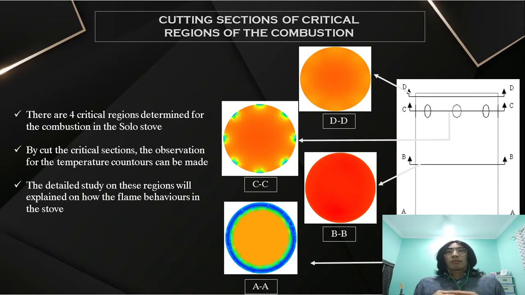Next, by cutting the critical sections, the observation for the temperature controls can be met. By carrying out these critical regions, we can study the flame behavior that is produced around these regions, and how it reacts with some of the inlet variables. The detailed study of these regions will expand on how the flame behaves in the stove.